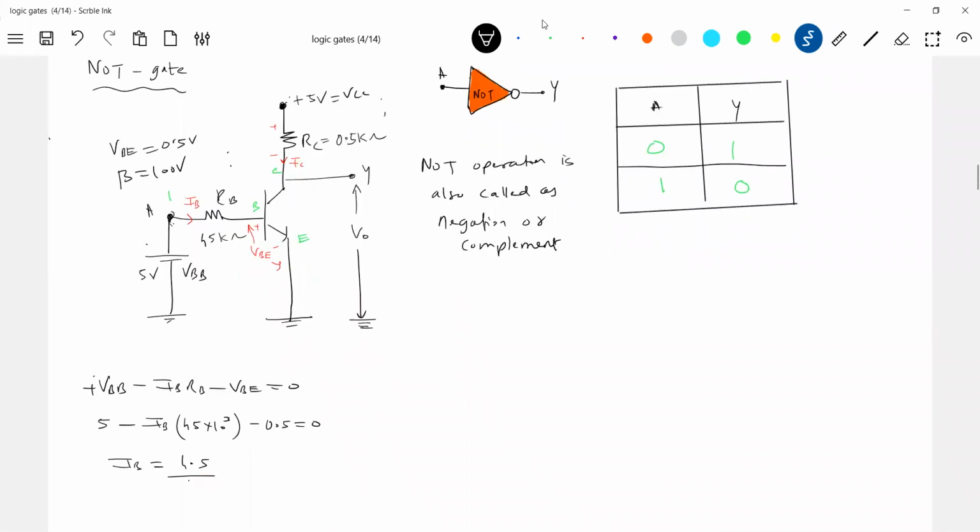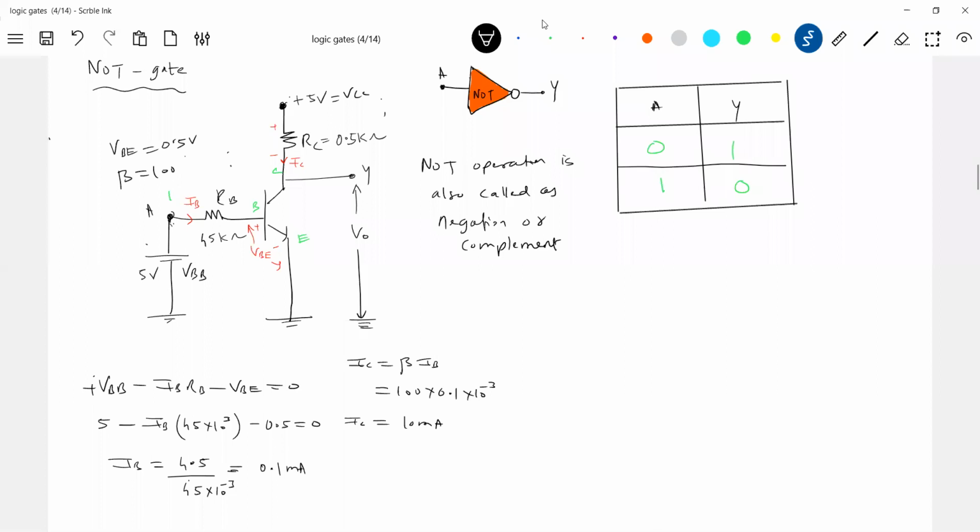Let me write one more step. Anybody, the value of this? 45, 10 milliampere, or 0.1 milliampere, I think. Yeah. Okay, this is the value of IB. He has given beta. We know IC is equal to beta IB, 100 into 0.1 into 10 to the power of minus 3. This will be 10 milliampere.